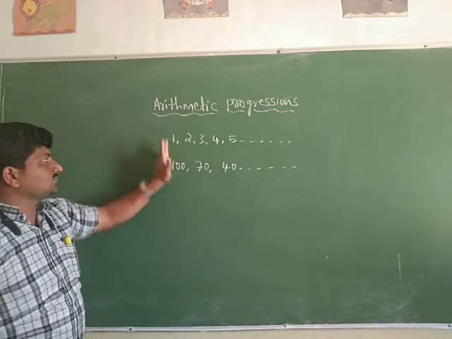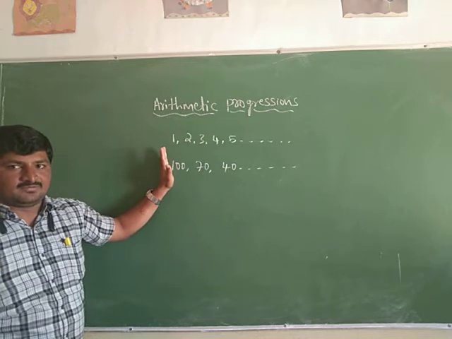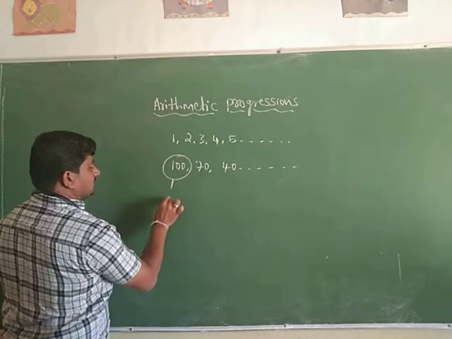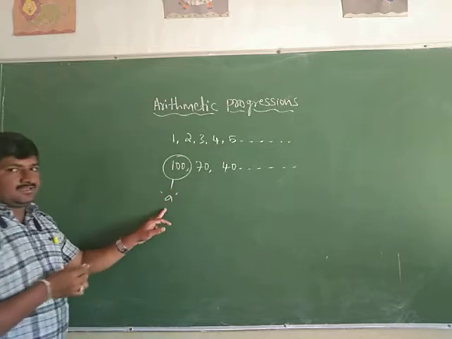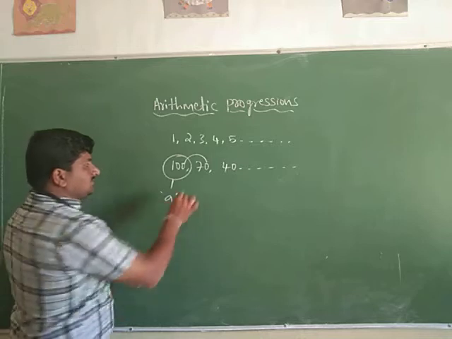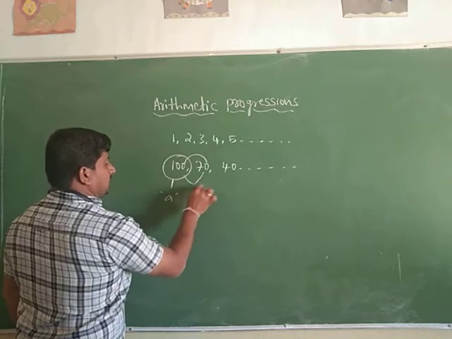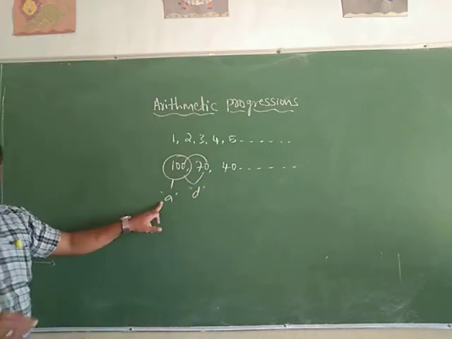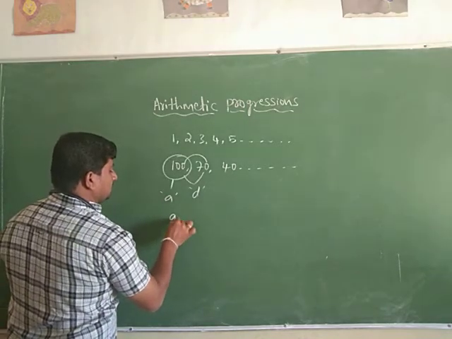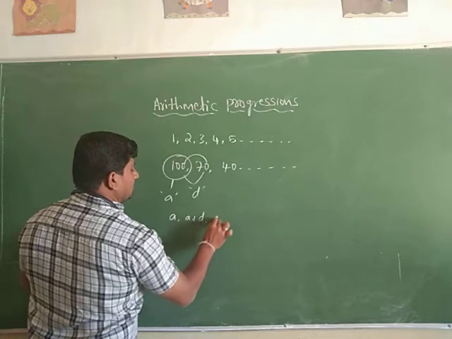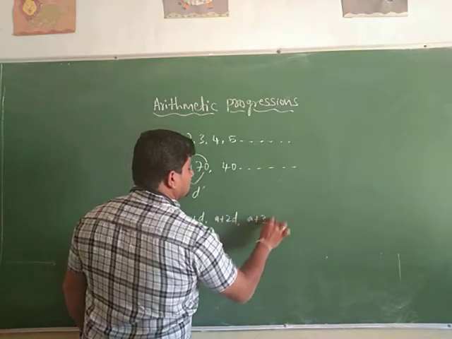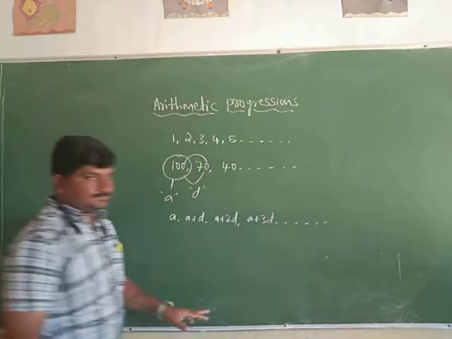And the first term can be any number. The first term is denoted by small a. The difference between these two terms is d. So the general form of the arithmetic progression is a, a plus d, a plus 2d, a plus 3d, and so on up to n.